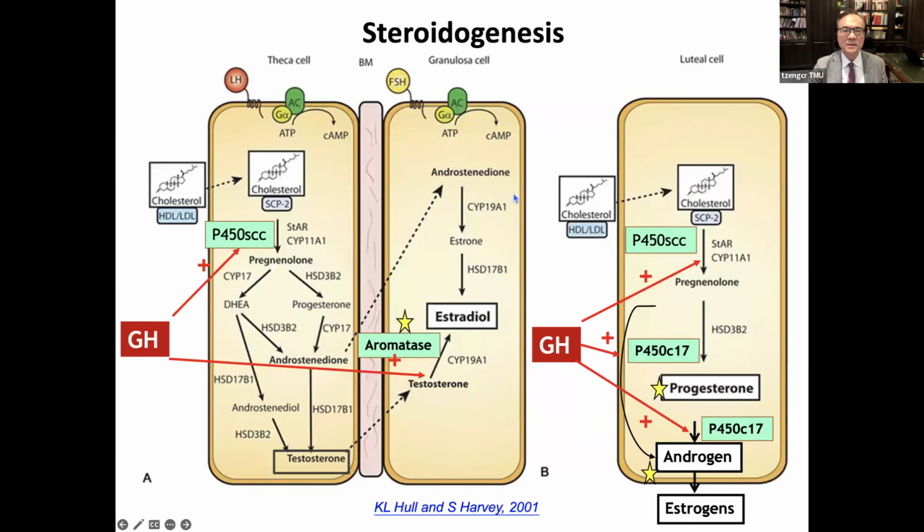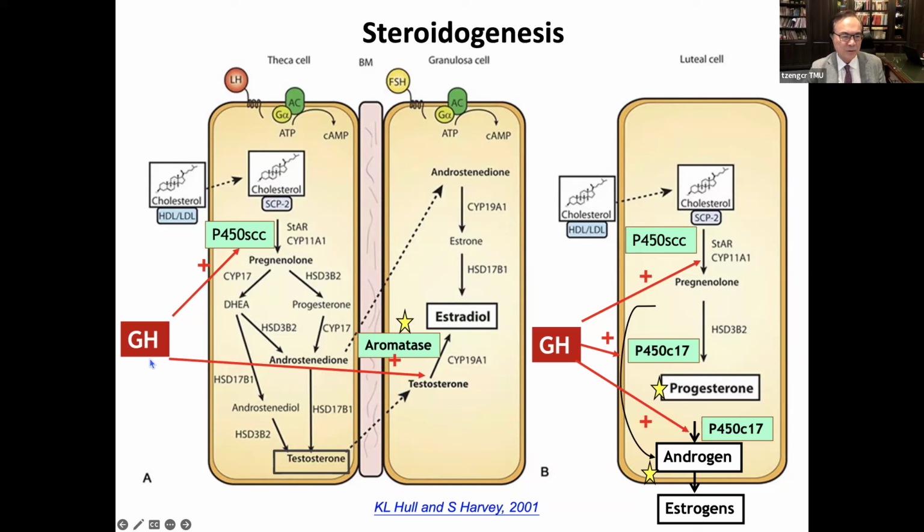So the steroidogenesis, as you can see here, growth hormone acts on the theca cell, and this is the granulosa cell. They can enhance the P450 side chain cleavage. So the cholesterol can produce progesterone, and finally androstenedione and testosterone. And this androstenedione and testosterone can diffuse to the granulosa cells.